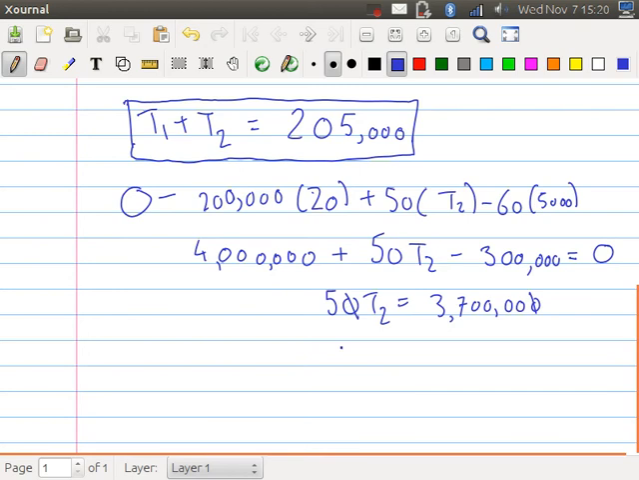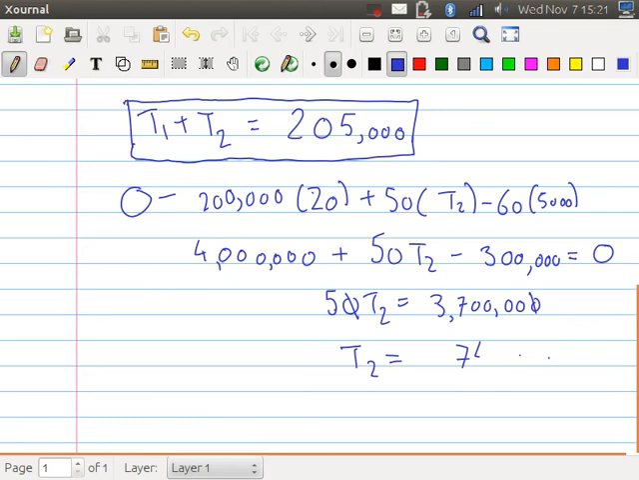And I get T2. We will get T2 and find T1 from it. What's T2? Divide this by 5. 5, 7, 4,000,000. 3 zeros, not 4 zeros.